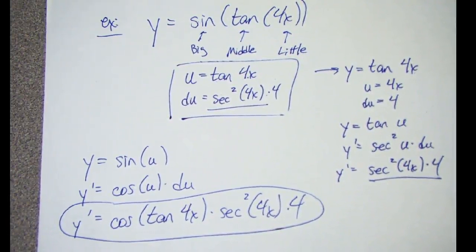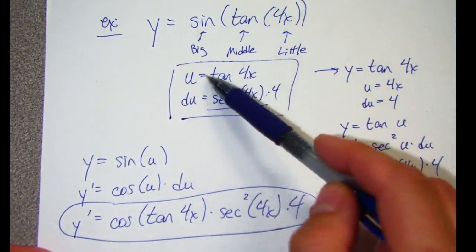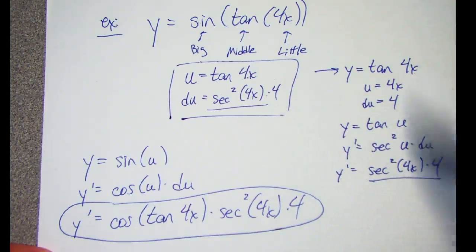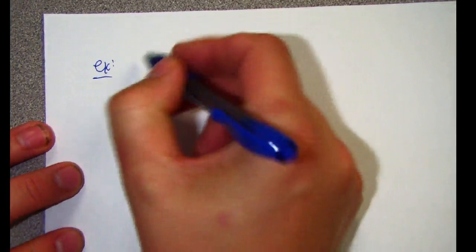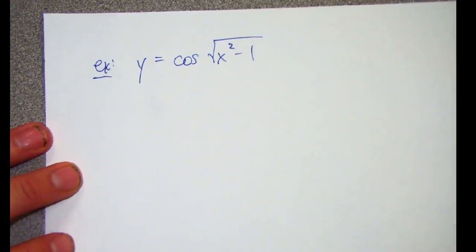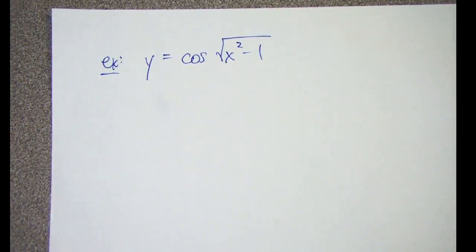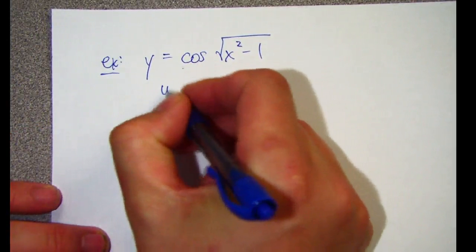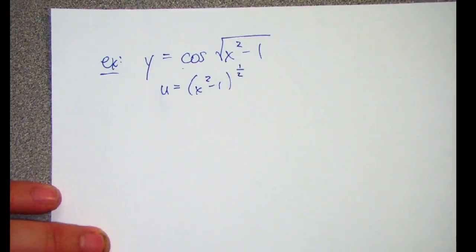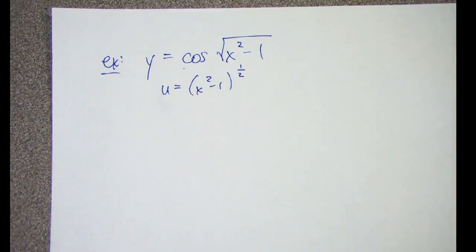So we got 2 chain rules, and we're taking care of one of them with this u and du. The other one you take care of on your own, or you do another process, and you can go about it either way. So let's say cosine of the square root of x squared minus 1. Cosine is our big guy, which means u is everything else. So u is the square root of x squared minus 1, but I'm going to write it like this because that's easier to take the derivative of in that form.